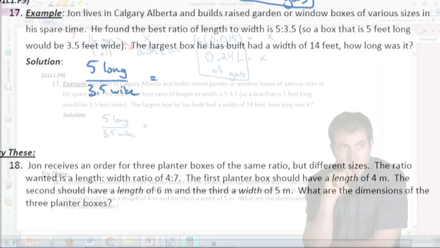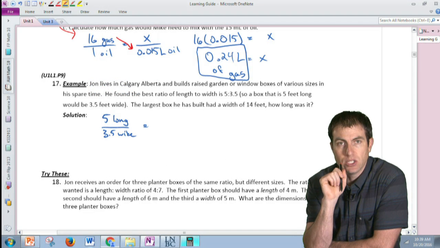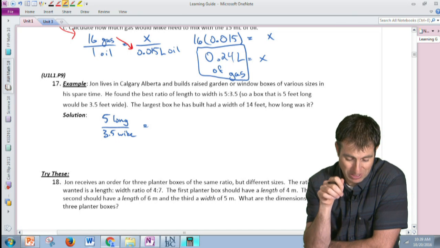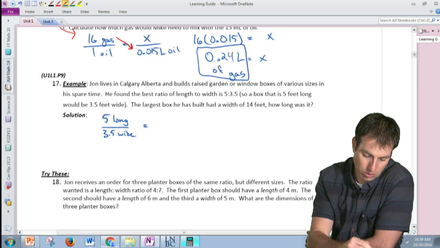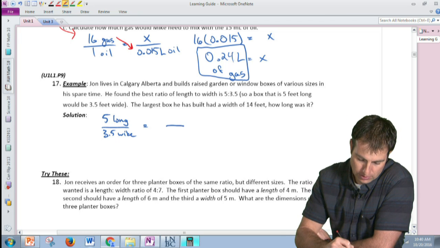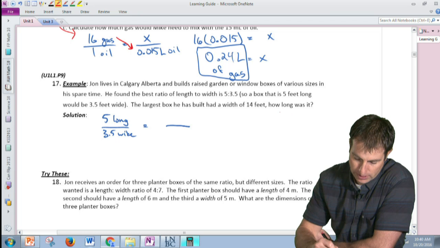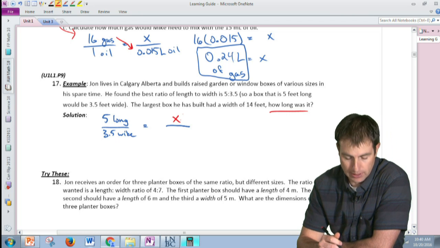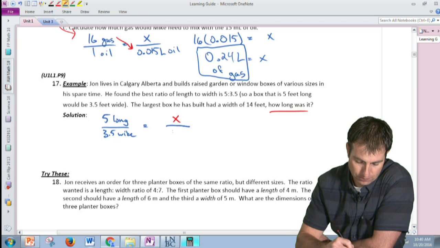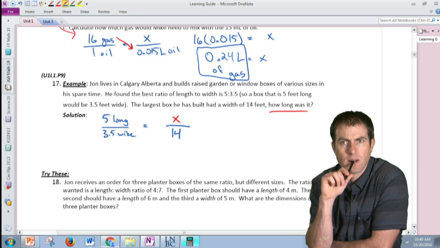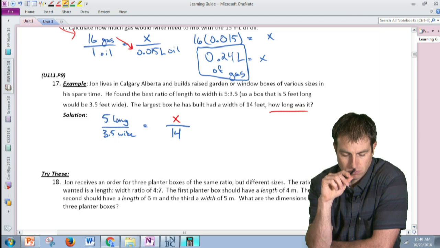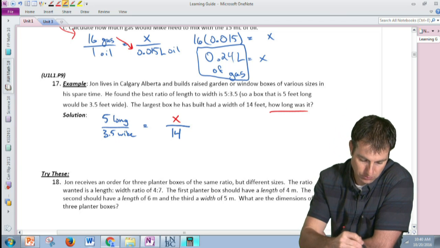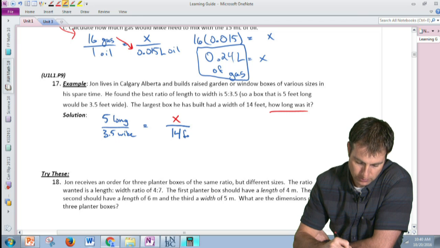So the question says it had a width of 14 feet. I don't want to put that on the top because we've decided that everything on the top is actually going to be length. So the width needs to go on the bottom. And it says how long was the box. So I don't know how long it is, so I'll give that the letter X, and I'm going to put 14 on the bottom, because this is 14 feet wide.